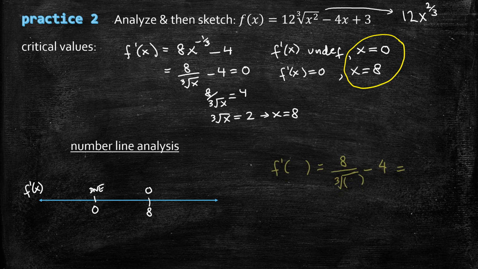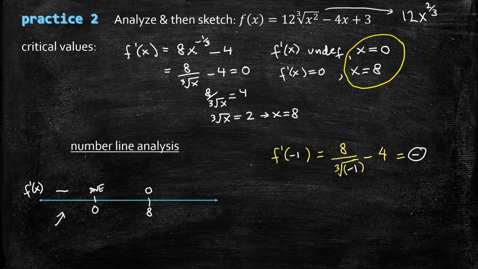So let's call up the derivative formula and pick some test values. We'll pick a test value in this region, maybe -1. The cube root of -1 is negative, so we have -8 minus 4, which comes out to be negative. Let's pick a test value between 0 and 8. 1 is good because the cube root of 1 is just 1, 8 minus 4, that's positive.